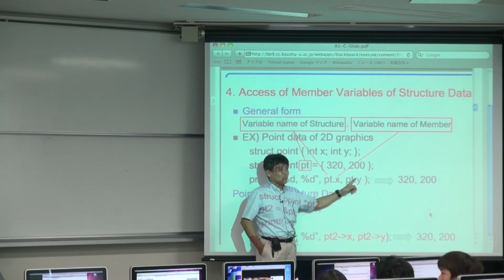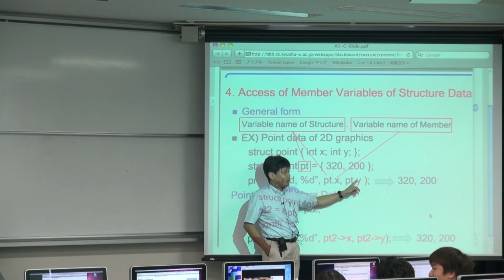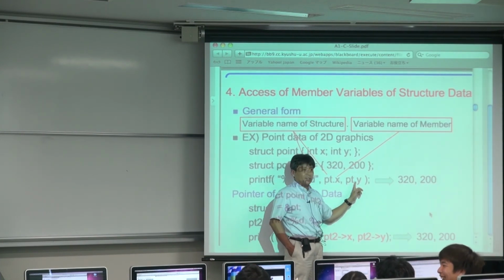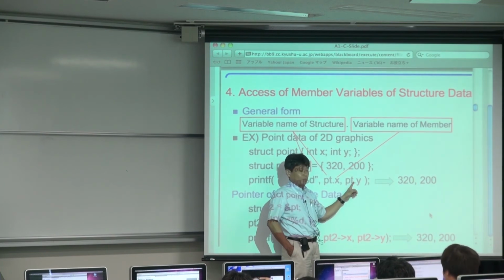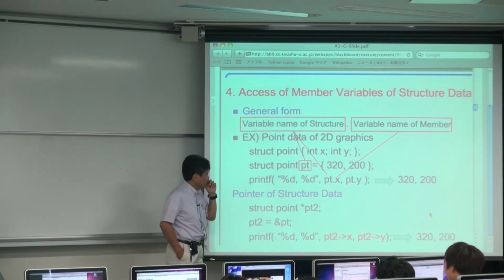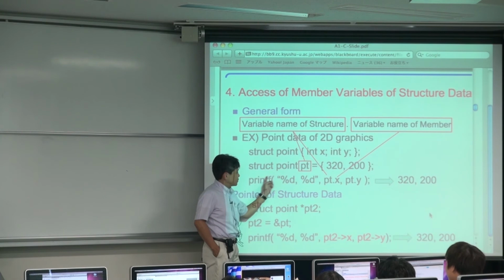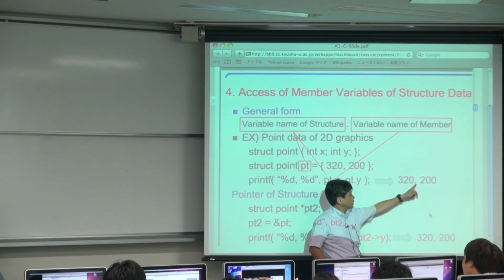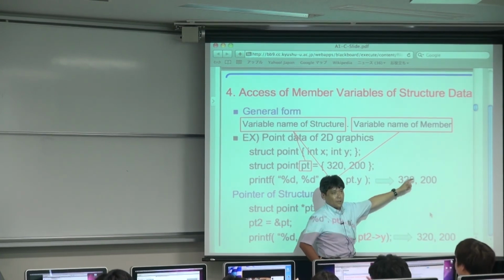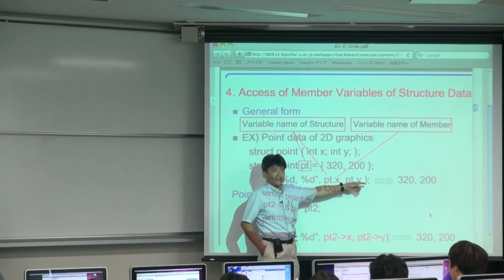Also, pt.y, you can access the member variable y of point variables. Okay. So the execution result of this sentence is 320, 200. This string will appear on the computer screen.